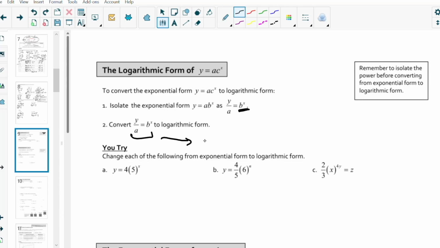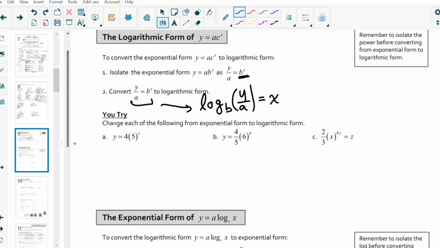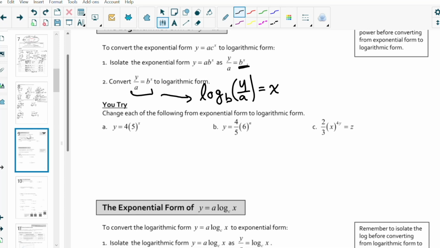Okay. 2. Convert y over a equals b to the x to logarithmic form. So how do I convert this to logarithmic form? The log, what's the base? B. What's the argument? Y over a. The result of a logarithm is always the exponent. Okay, you try. Let me do the first example here.